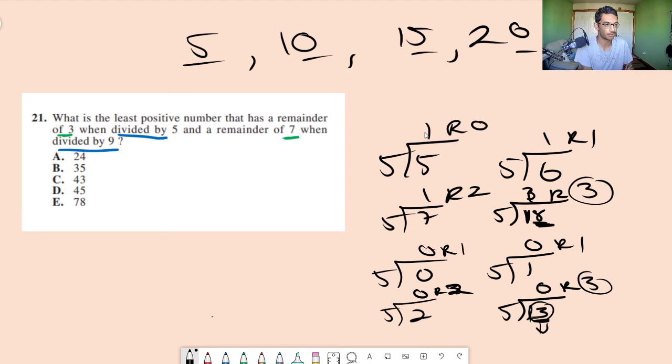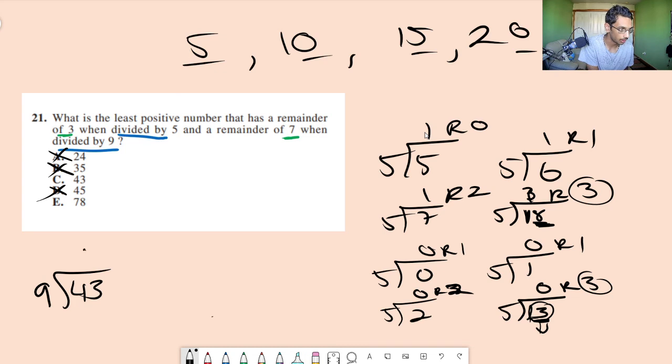So all answer choices without a 3 or 8 can immediately be canceled. 24 is gone, 35 is gone, and 45 is gone. Now we have 43 and 78. Now we can just check these answer choices for the second condition. So we divide 43 by 9. Remember, we're dividing by 9, not by 7. It's a common trap to fall for 7 instead of 9 or 3 instead of 5 in terms of what to divide by. So here we're going to divide by 9.